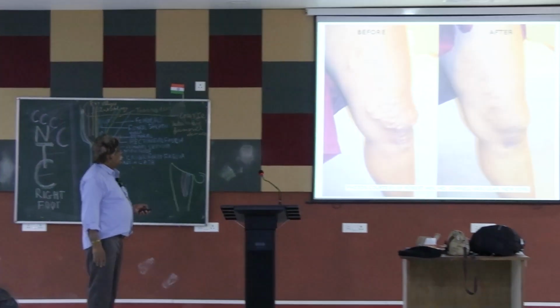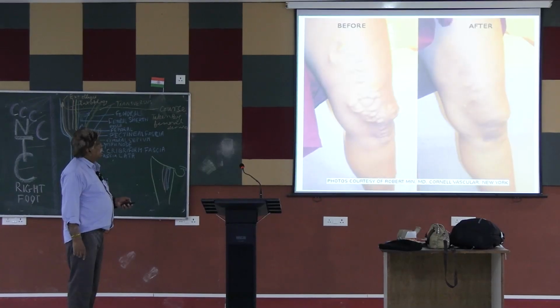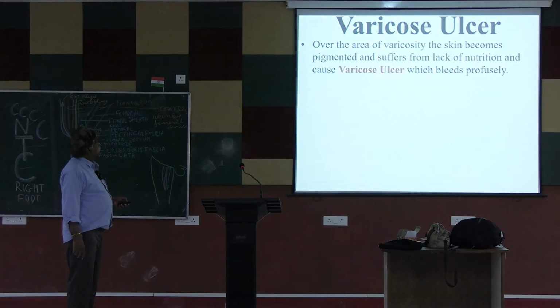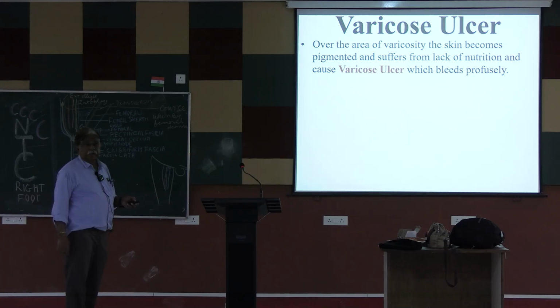Now this is before operation and after operation. Over the area of varicosity, the skin becomes pigmented and suffers from lack of nutrition and causes varicose ulcer, which bleeds profusely. Okay.